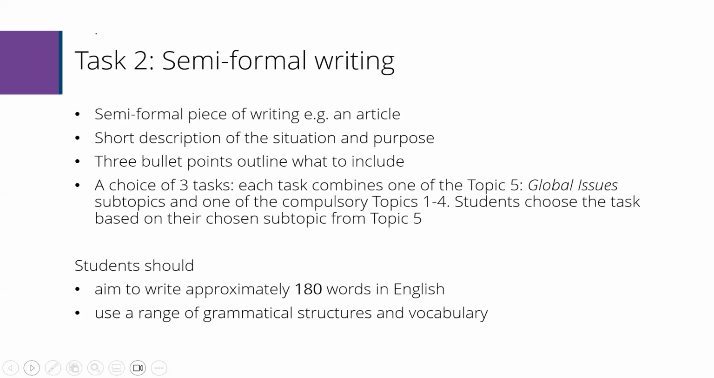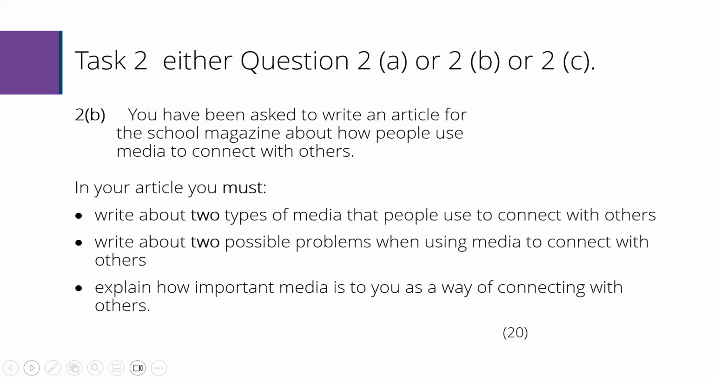So it may be that for task 1 they need 3 lots of 3 lines, and in task 2 they think I need 3 lots of 6 lines. However they do it, it's good for them to have that strategy in mind, and to try to work within the word count as far as they possibly can. So task 2 is either question 2A, 2B or 2C.